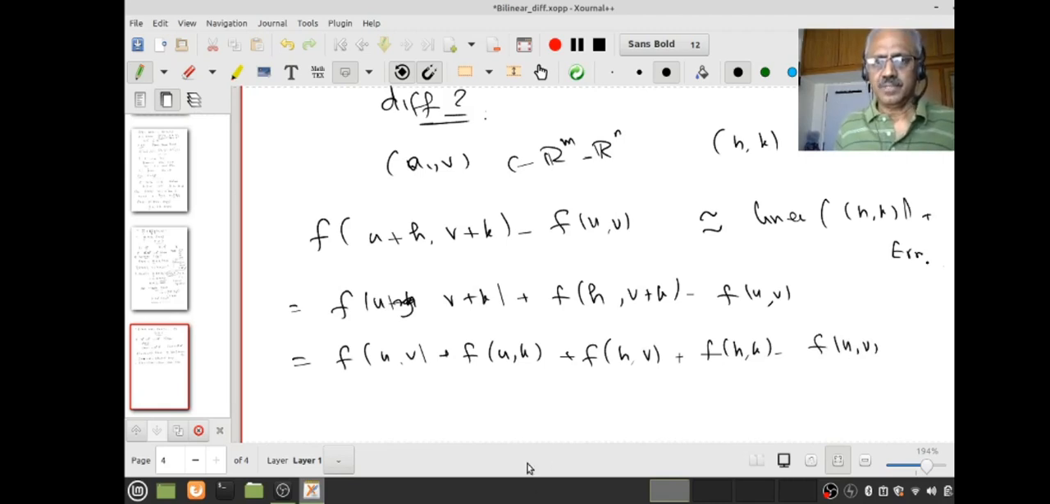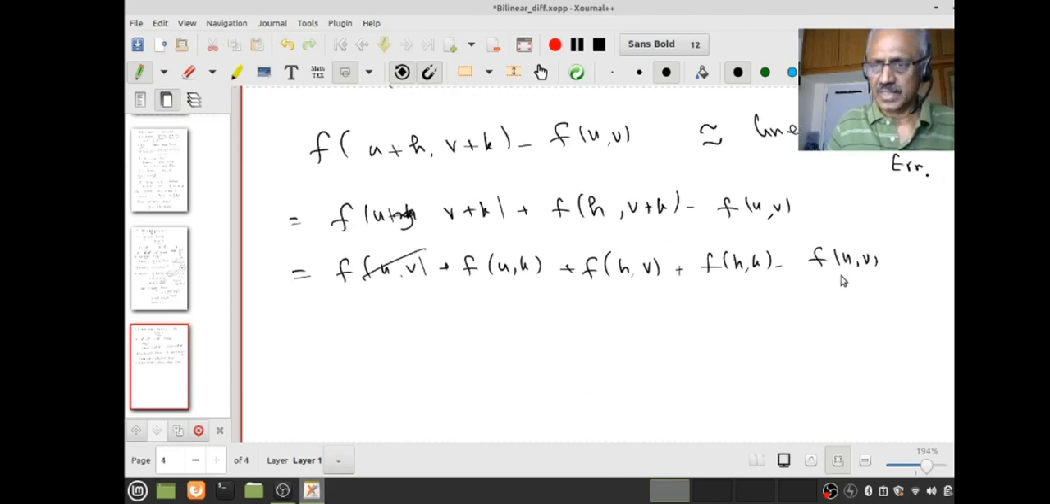Just think of it as a bilinear map, as a multiplication with the distributive law. You will get it. That's how I do it fast. I think of this as u into (v plus k), therefore it is uv plus uk. And this is h into (v plus k), that is hv plus hk. So these get cancelled.